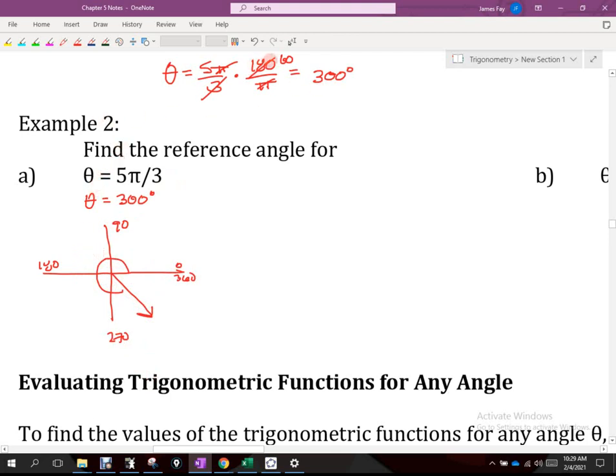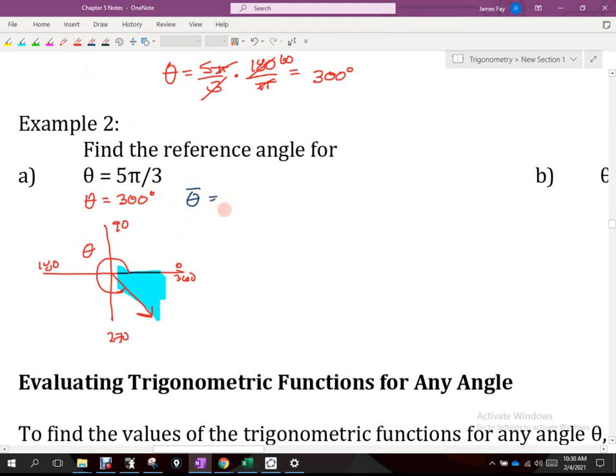Because 180 degrees is equal to pi radians. So that's my conversion factor then. So that red angle is theta. Theta bar is that blue angle right there. That's my reference angle, right? Okay, how big is that? 60 degrees.